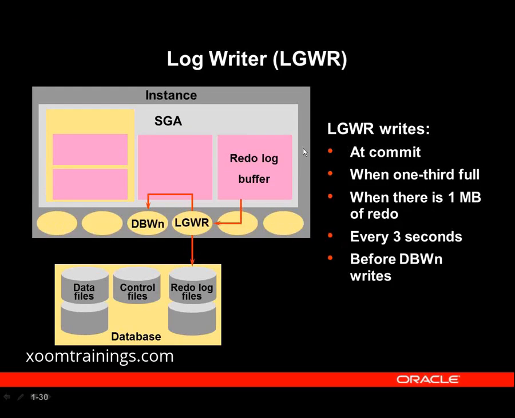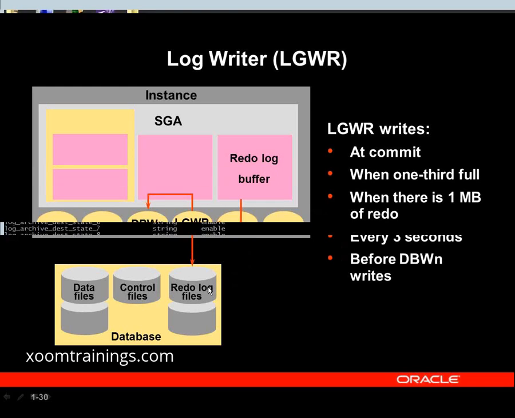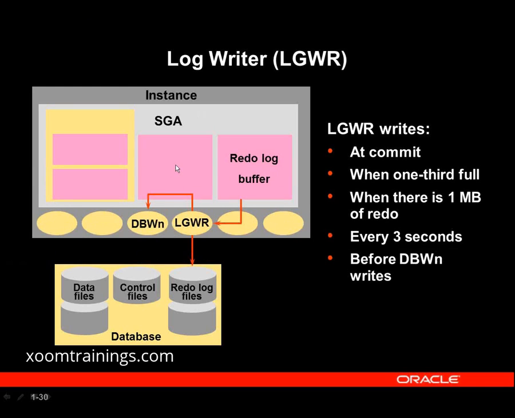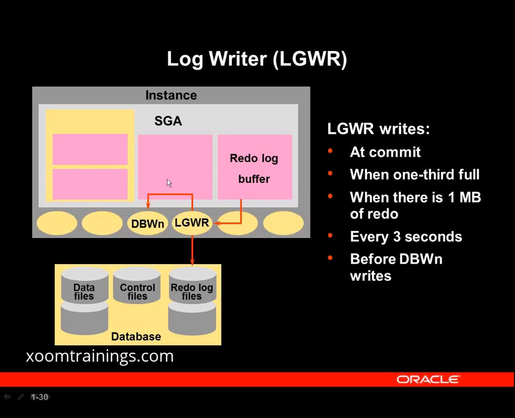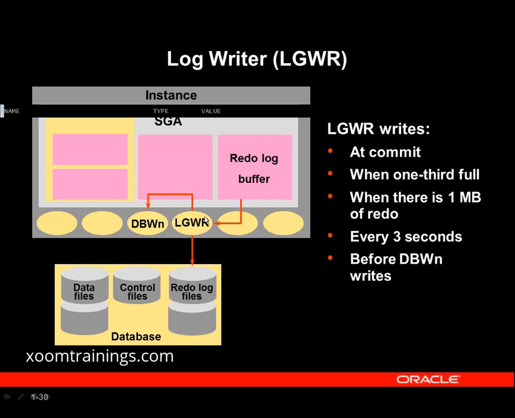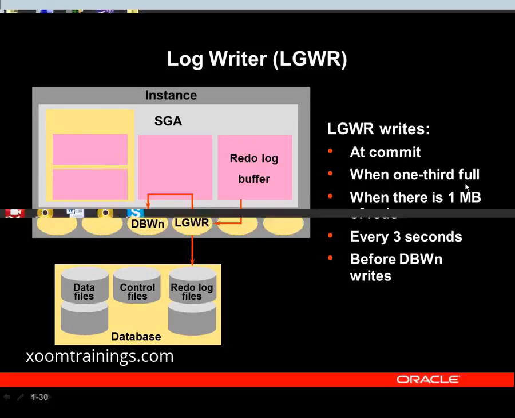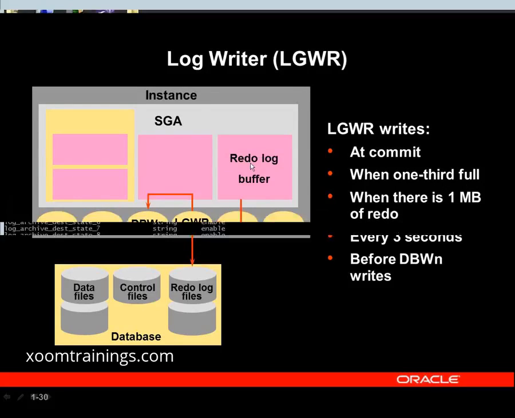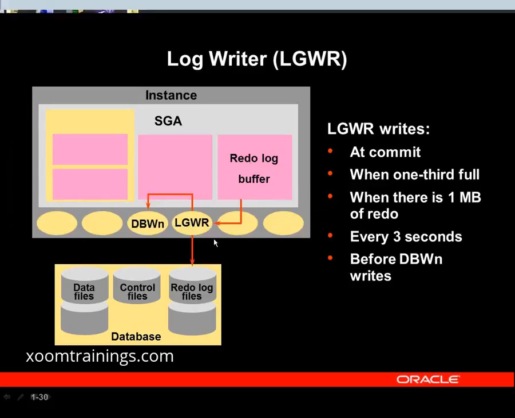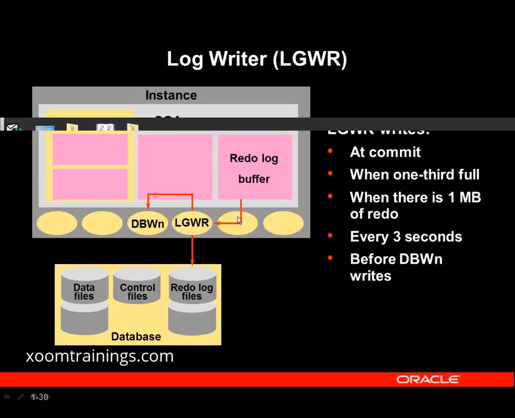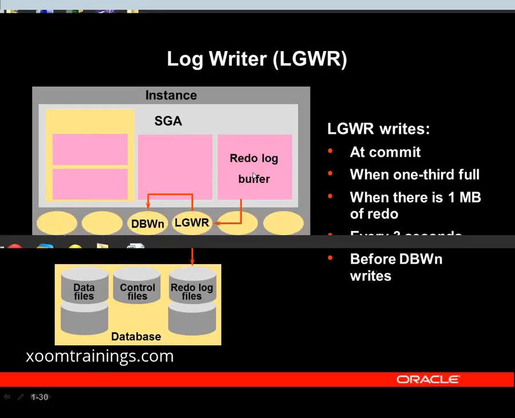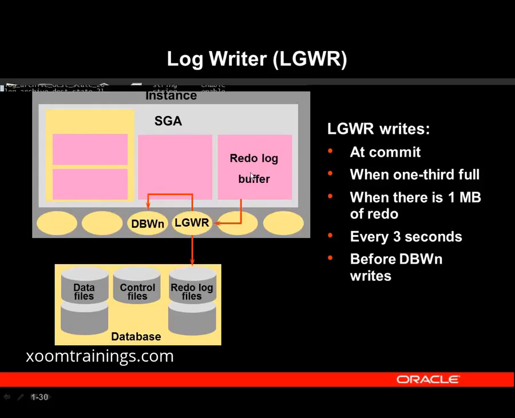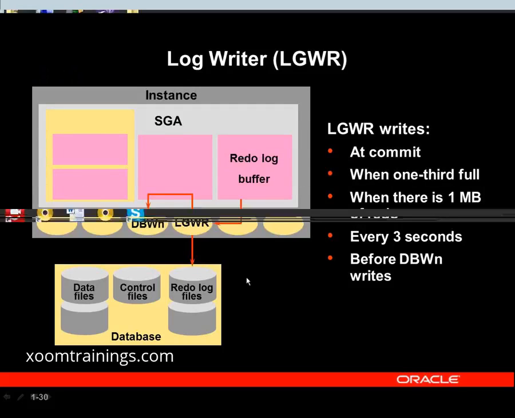When a commit occurs, exactly the modified blocks get written to the redo log files, whereas the database writer would not write to the data file at commit because it is a very lazy algorithm. The log writer also writes when one third of its size is full, when there is 1 MB of redo, and every 3 seconds it writes modified blocks to the log file. And before the database writer writes a block, a copy of that block is already available in the log file.